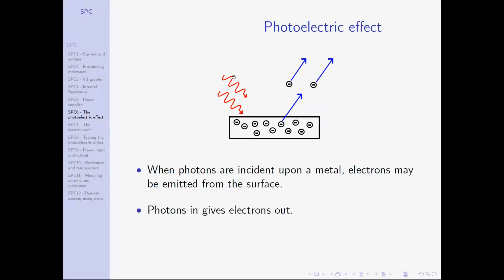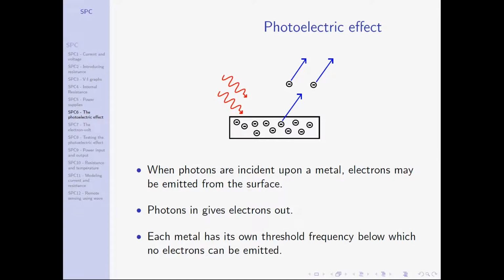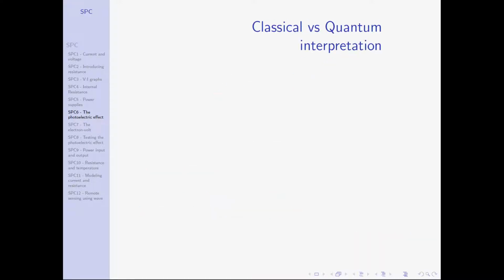So let's have a slightly closer look at what goes on. As we said, photons are incident, electrons are given out or might be given out. So photons in, electrons out, and we'll see that there's some threshold frequency. It's not any light incident upon this metal that releases an electron. The light incident has to be at or above a certain frequency in order for the electrons to be given out. So let's have a look at the two different interpretations.